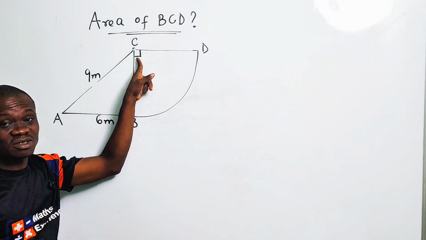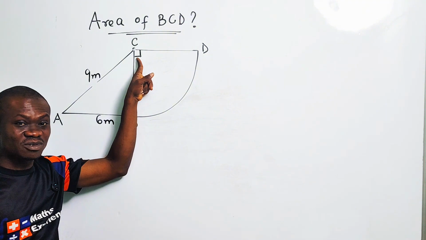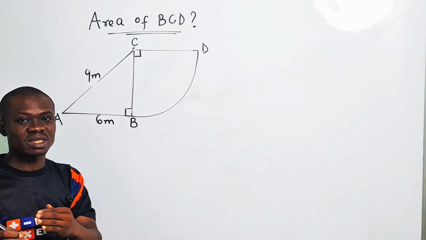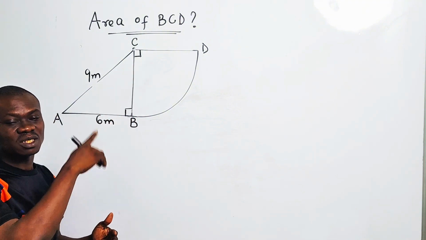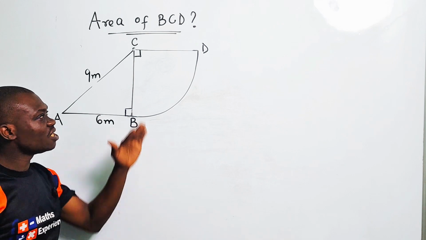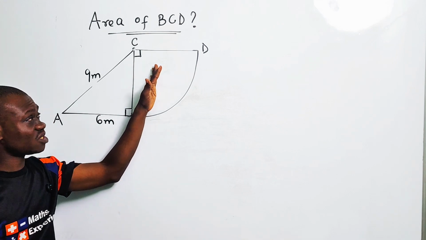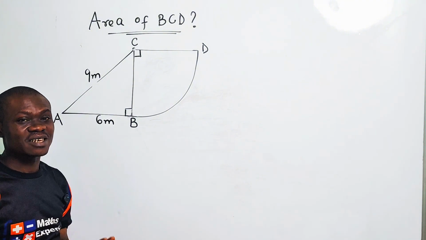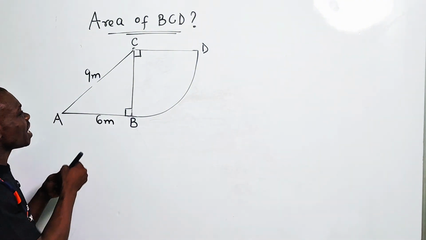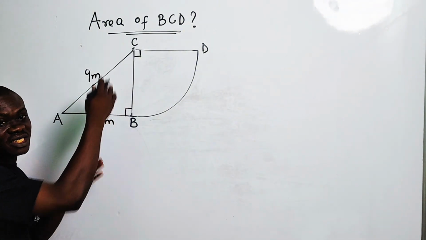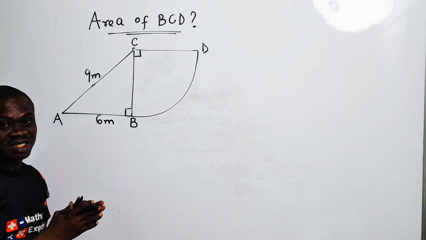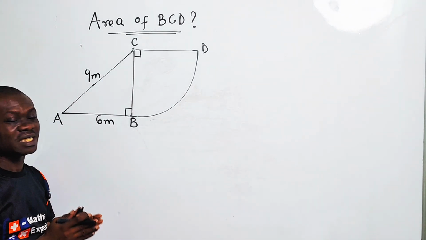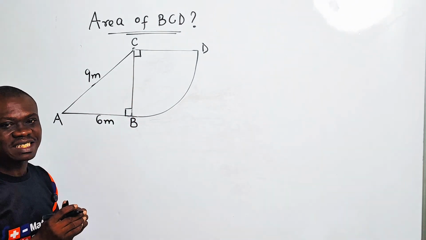So if this angle is a right angle, which is 90 degrees, and 90 degrees is a quarter of 360, which is the total angle in a circle, that means this shape here is actually a quarter circle. Now here we have a triangle attached to it, and you are going to see why that triangle is important. So how do we get this area?